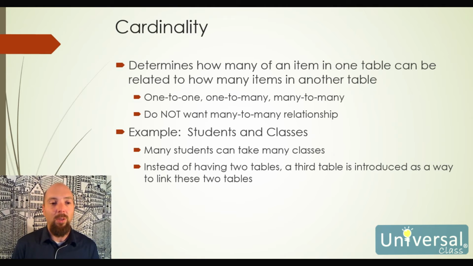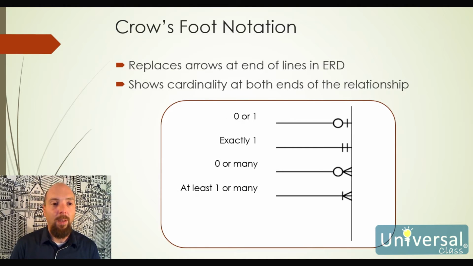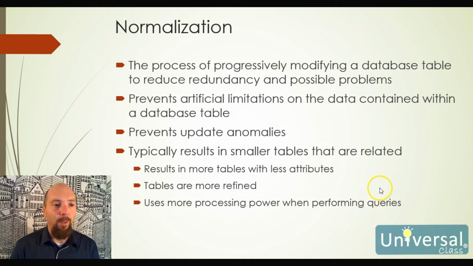So what I'm actually going to do is introduce a third table as a way to link those together. We can use crow's foot notation, which is a way of replacing the arrows at the end of the lines to show what the cardinality is. If I use these different symbols, this one means I could have anywhere from 0 to 1 of this item that's in this table. This one means I could have anywhere from 1 to 1, so in other words, exactly 1. I could have anywhere from 0 to many. This one means many, so it's either 0 or many. And then this one here is I have either 1 or many, so I have at least one of these items, if not many of them, in this table. We'll get into those in a little bit.